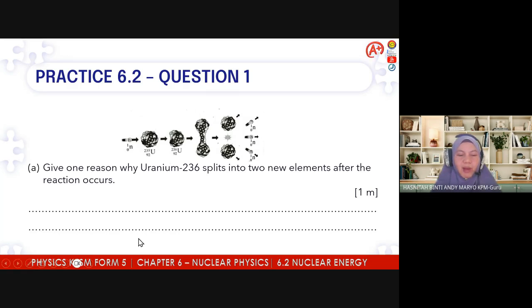What is the function for P? What is the name of part P, student? Part P. What is the name of P? Look carefully. Where is the label placed? Okay, P is the control rod.